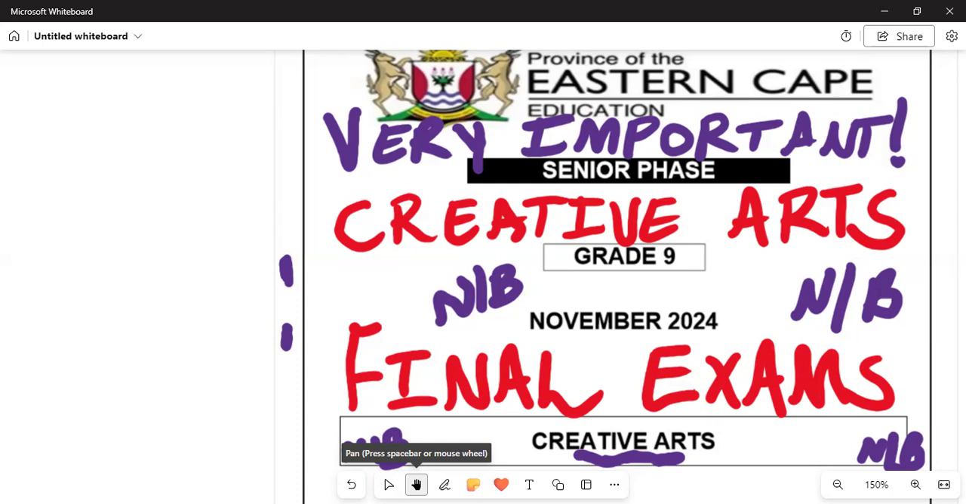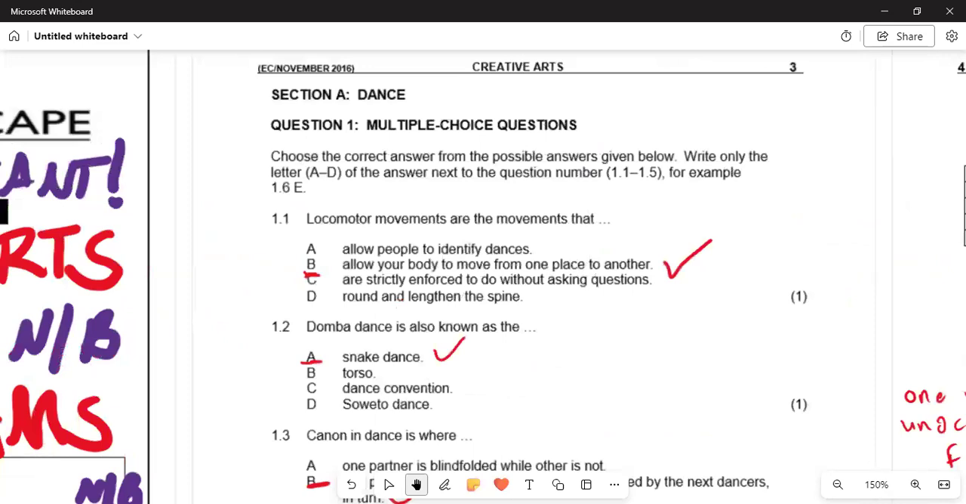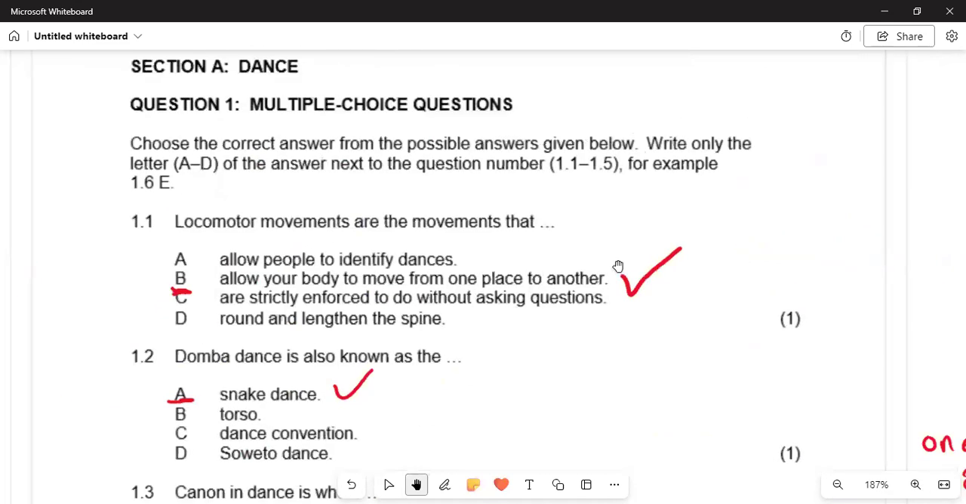Today we are going to look at and anticipate Creative Arts. Please bear in mind that this is a final examination paper revision, written now in November. So this is the Creative Arts Grade 9 paper for next year that can be asked, pertaining to Section A. Under Section A, we are given dance, and this is question one, a multiple choice question.